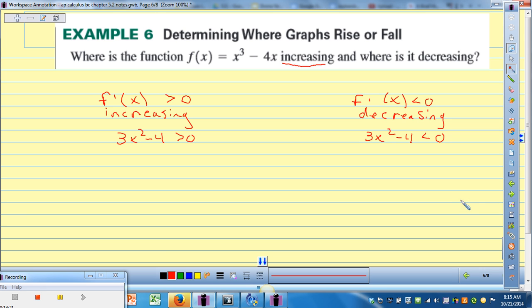Okay? I will say, be careful when dealing with inequalities and parabolas. Think graphically.